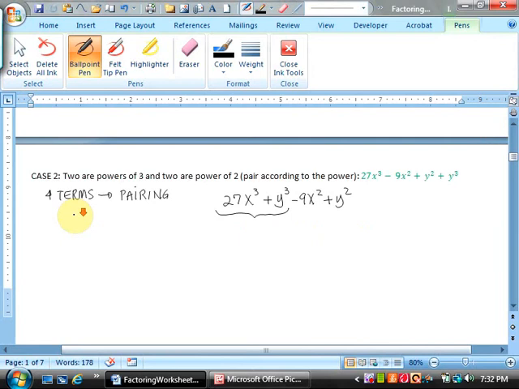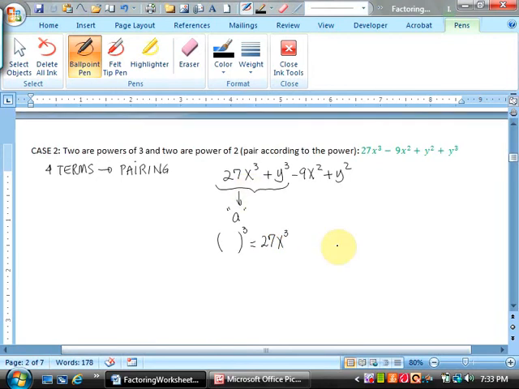So to find that number which I call A, I'm going to think of it this way. Here is A inside this parenthesis. If I cube A, I have to get 27x cubed. So what is the number or the expression that once cubed gives me 27x cubed? Well, 3 times 3, 9 times 3, 27. x times x times x is x cubed. So this guy here is what we are calling A.